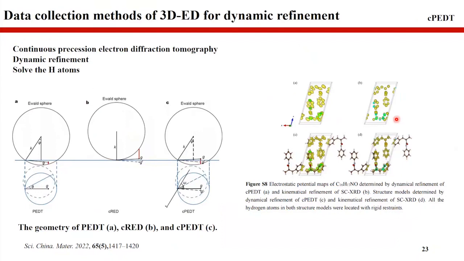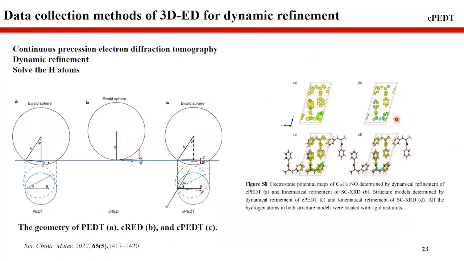Another development about 3DED is the dynamical refinement. As I mentioned before, PEDT is a good method for dynamical refinement against 3DED data. Precession electron diffraction is generally regarded as a technique that could suppress the dynamical character of the diffraction intensities, because the intensities obtained by PED tend to be closer to the kinematic limit than the intensities obtained without precession. Well, PED may be just pseudo-kinematic, as reflections with large structure factors tend to have large intensities.